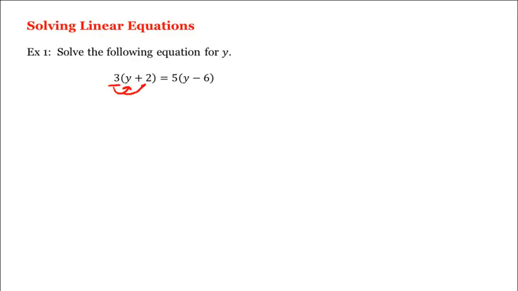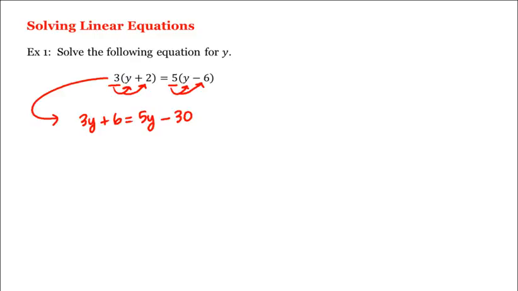Let's look at solving linear equations. For example, let's solve the following equation for y. The first thing we'll do is distribute the 3 to both of these two terms, as well as the 5 to these two terms, which gives us 3 times y plus 6 is equal to 5 times y minus 30.